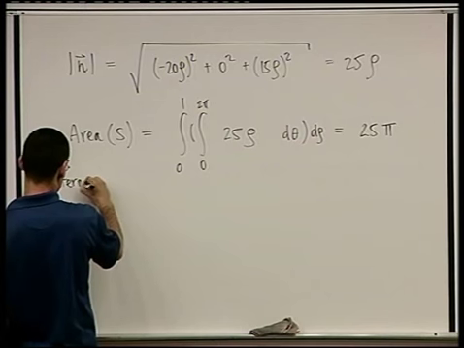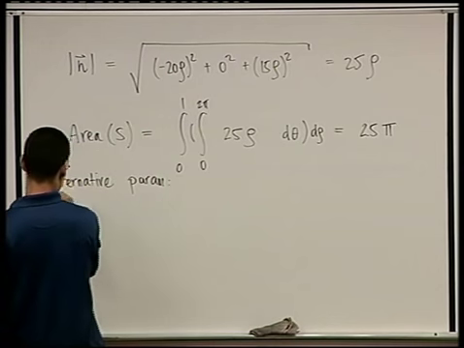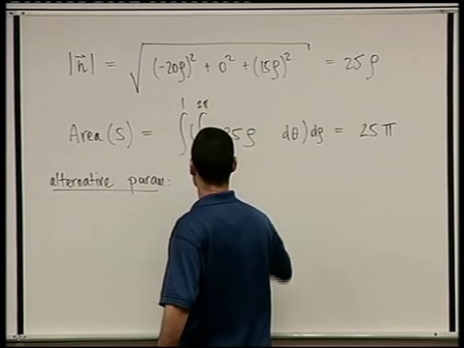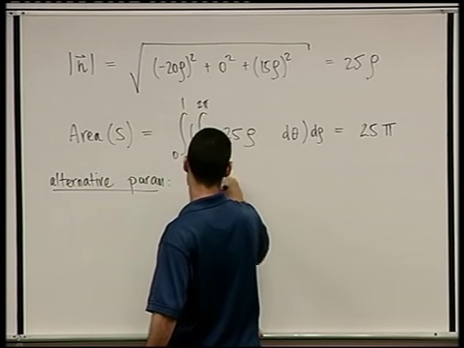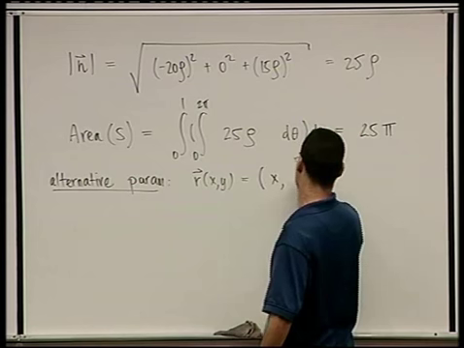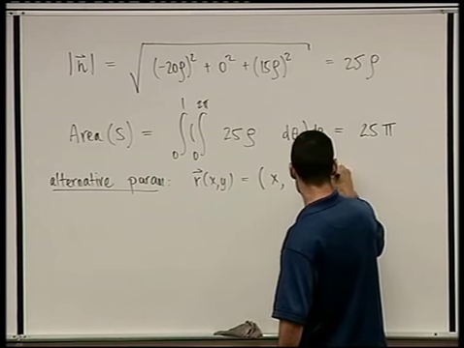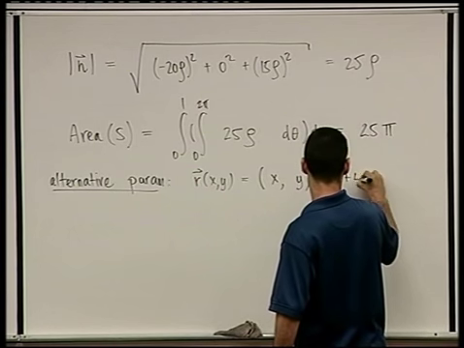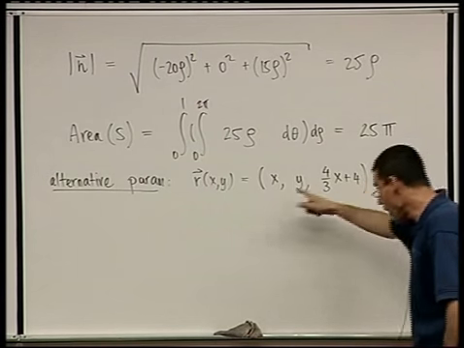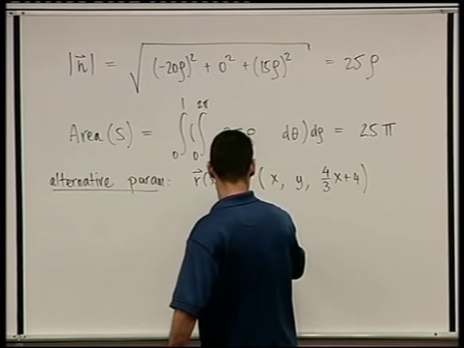It's good practice. So, an alternative parametrization would be r of x and y this time. The x is going to be x, the y is going to be y. That's usually what we do when we think of it as the graph of a function. And then the z would just be 4/3 x plus 4. Those are all the points where x and y belong to that ellipse on the bottom.